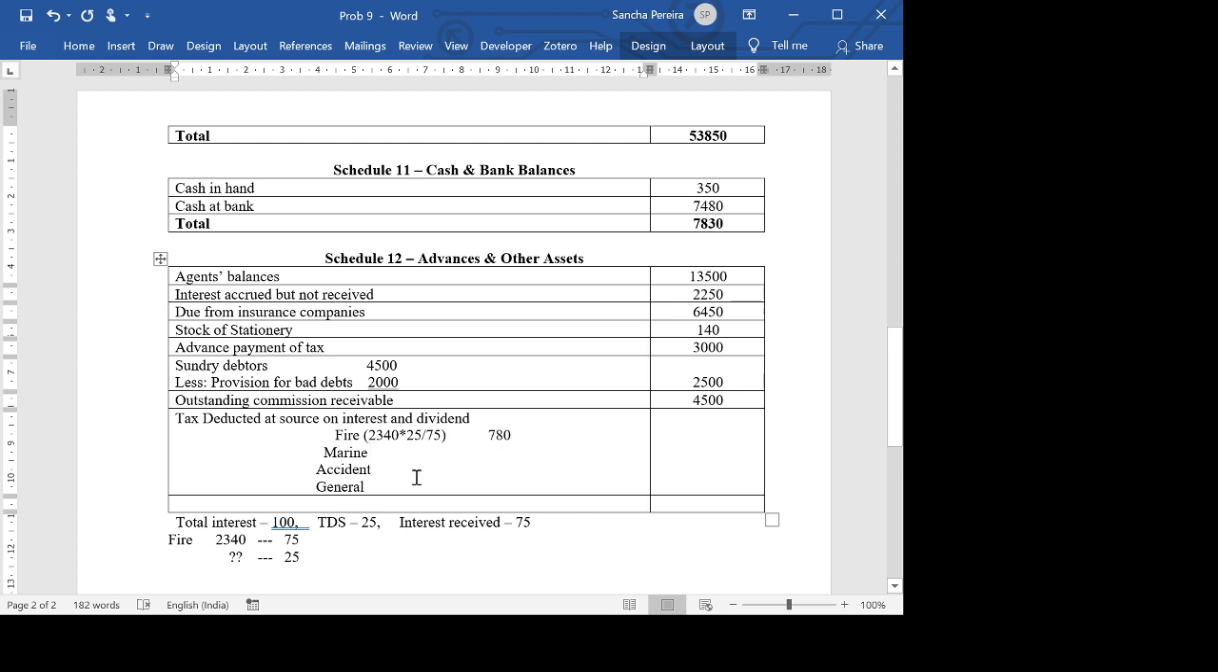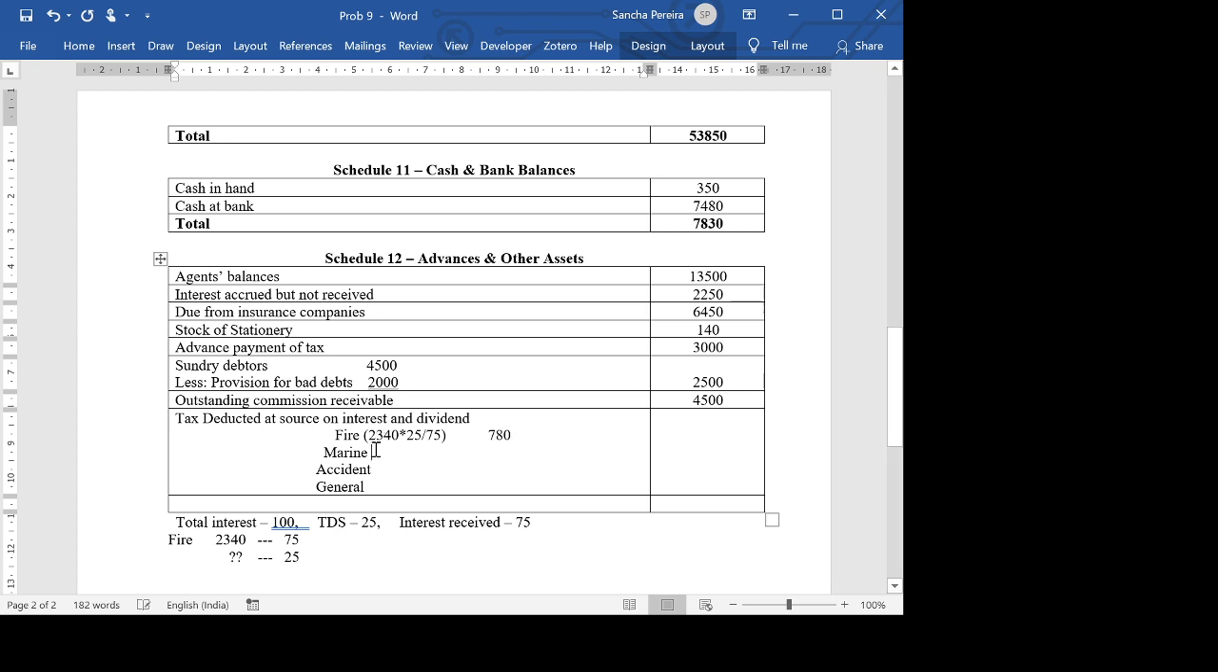2340 plus 780 would be my total interest that has been received. Why did I have to do this calculation? Because the 2340 is just 75% of the total interest. How do I know it's 75%? Because they pay me the amount after deducting the TDS.